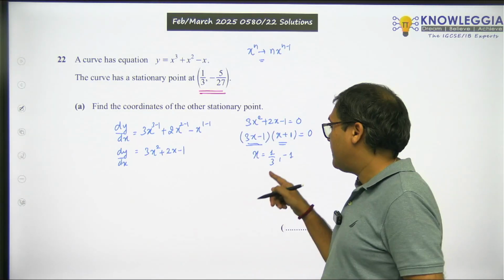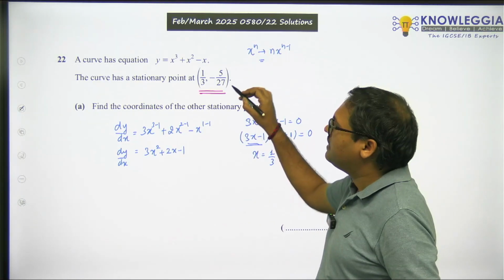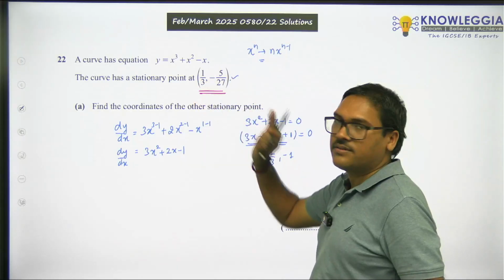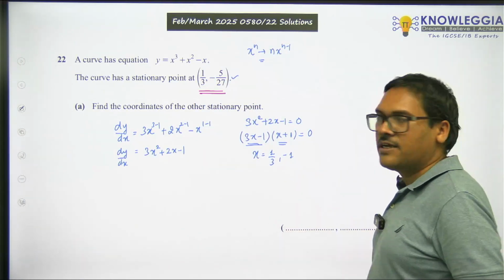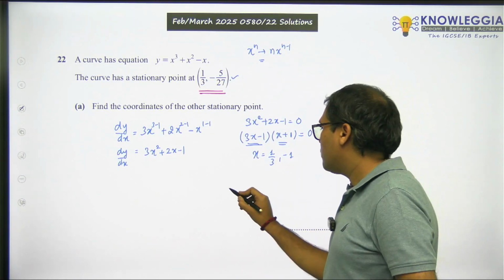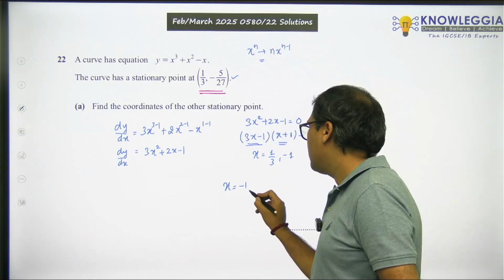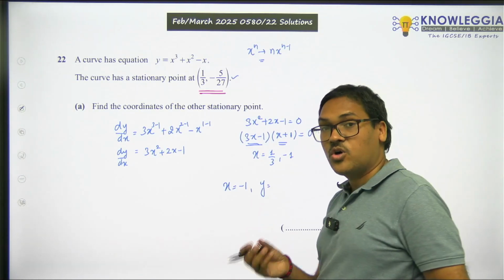So you can see we have got one x coordinate as 1 by 3 at the turning point. And in the question they have mentioned that at 1 by 3 this is the turning point. So what is the other turning point? At x equal to minus 1. So at x equal to minus 1, what is the value of y? Because we have the coordinate.